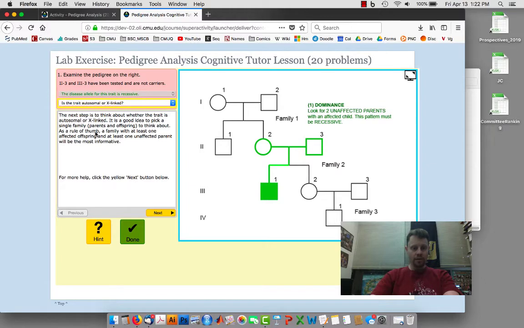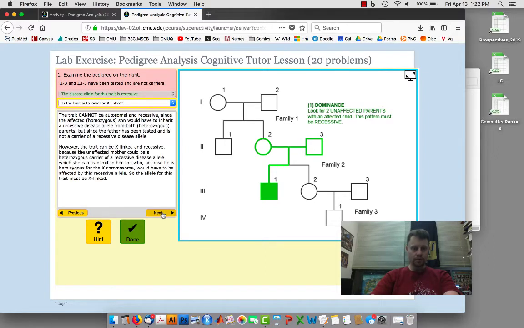As a rule of thumb, a family with at least one affected parent, maybe that's not enough. Rather, if I click the hint button again, that doesn't do anything for me. What I need to do is click the next button here. That gives me another hint. So family two, this family here, has a son with two unaffected parents. So this generation here has a son with two unaffected parents. Is it possible for this to be autosomal? I think that the answer is yes, it's possible for it to be autosomal, but I'm still not totally sure.